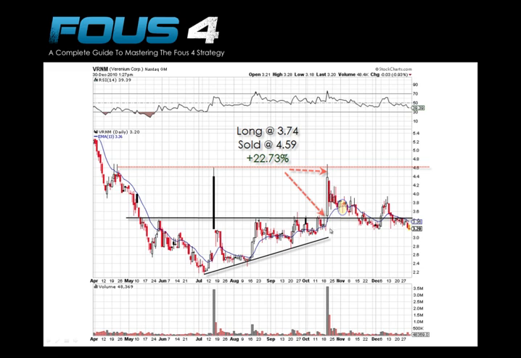I still was holding. I was going to ride the 13 EMA, but actually got stopped down here for about break even on this position, or for my second half position. So I locked in half up here for 22.73% at this past peak resistance, and then locked in the other half, stopped out here as it broke down the 13 EMA for about break even.